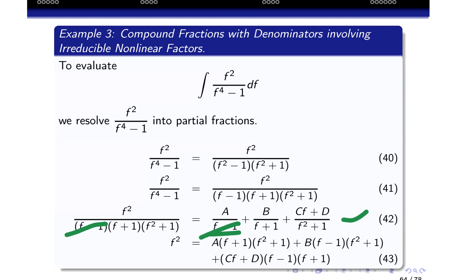And then you go again for b. So for b, f plus 1 cancels f plus 1. So that's why you have b into f minus 1 into f squared plus 1. Then lastly, you have cf plus d all over f squared plus 1. So f squared plus 1 cancels f squared plus 1. So you have cf plus d into f minus 1, f plus 1, like that.